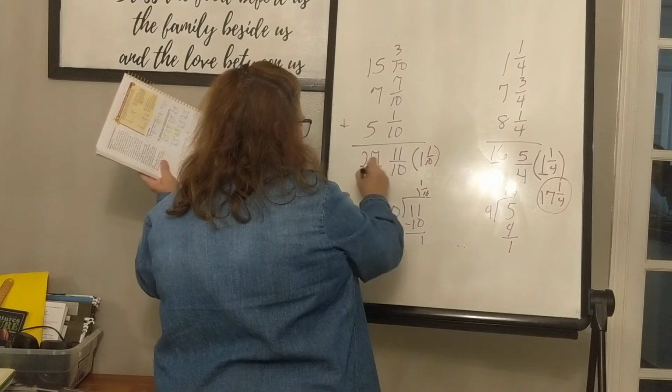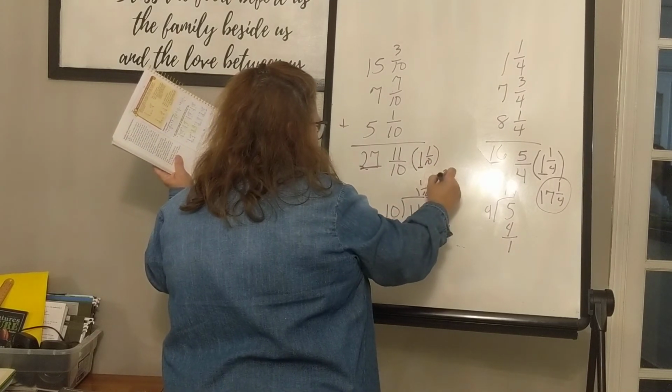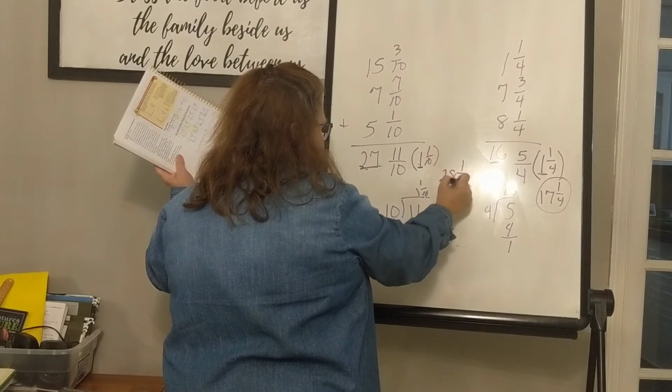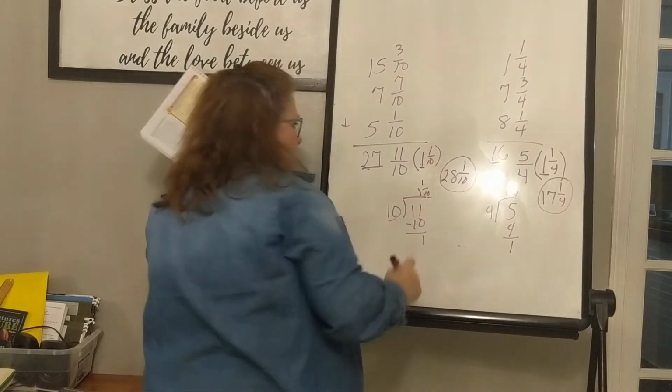I have to put my two whole numbers together. So my answer is 28, because 27 plus 1 is 28. My fraction is the same, 28 and 1/10.